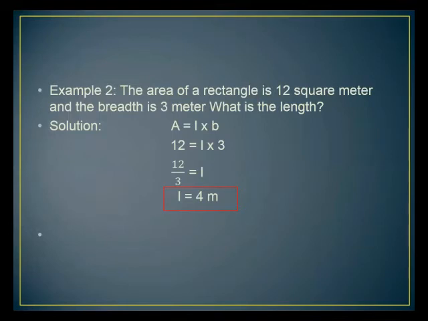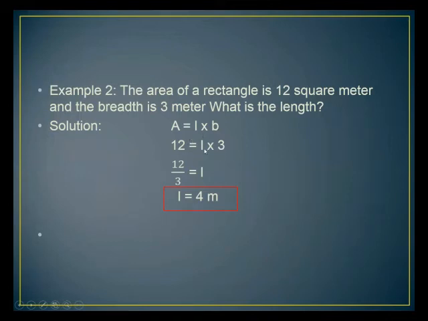Okay, now we consider example number 2. The area of a rectangle is 12 square meters and the breadth is 3 meters. What is the length? Here the solution starts with area is equals to length into breadth. Area is given, that is 12, and breadth is also given, that is 3. But the required quantity is the length.